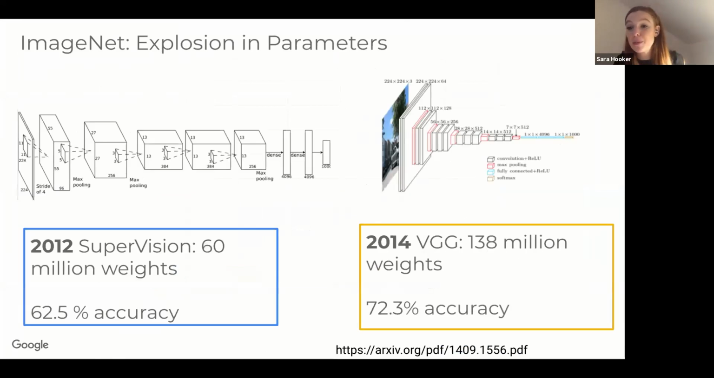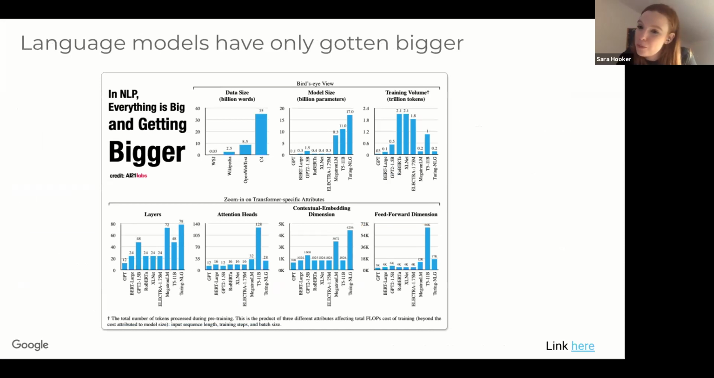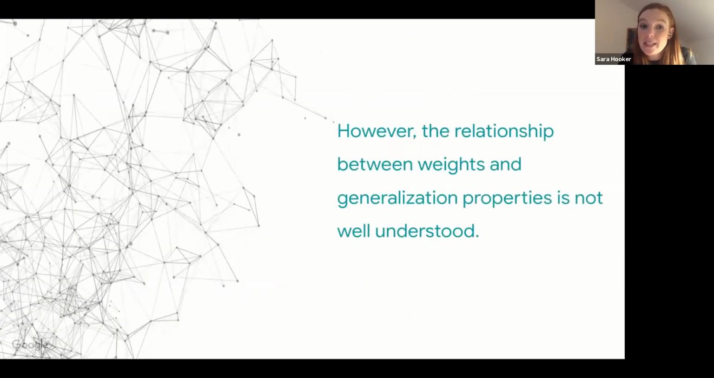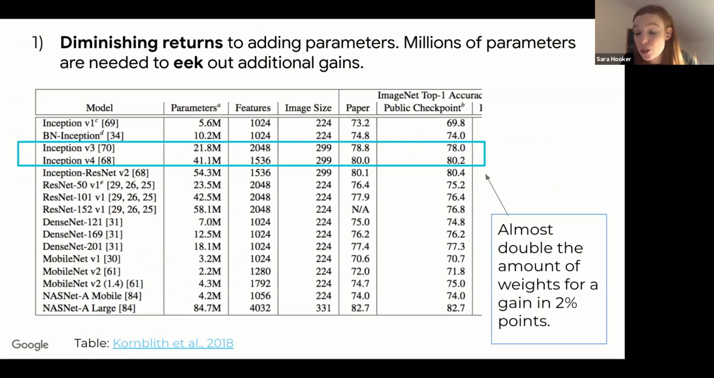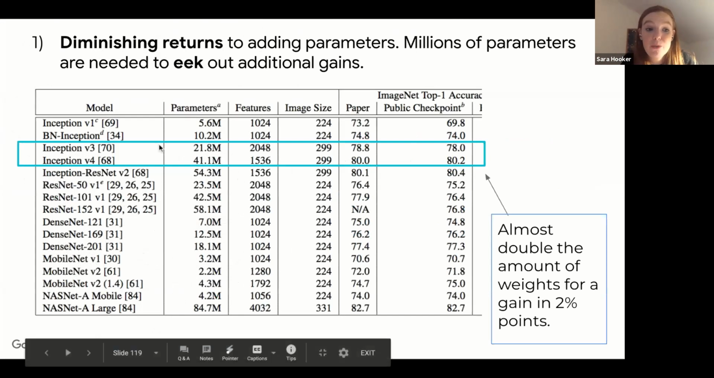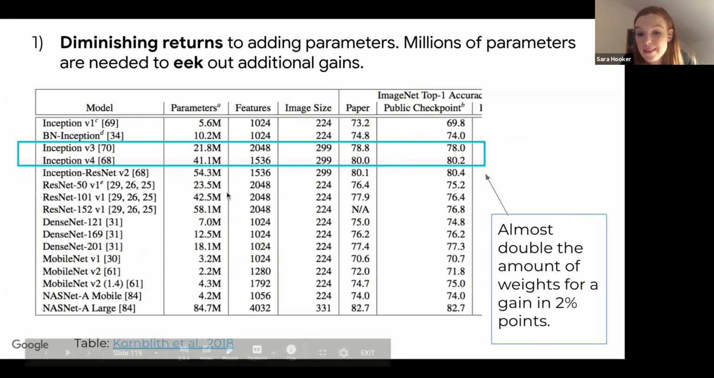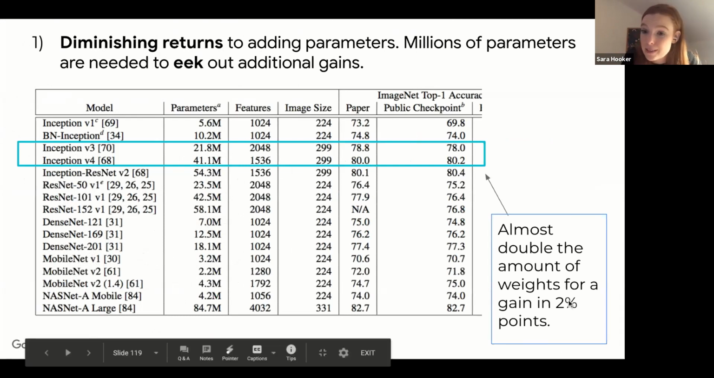And part of this is explained by the dimensionality of the inputs. Now we just have natural image data sets, which we typically feed into a model at 224 pixels by 224, so it requires more parameters. But we also see it in language models. And so our models are getting bigger and bigger. However, the relationship between the weights and the generalization properties is not well understood. So there are diminishing returns to adding more parameters. We see this jump from Inception v3 to Inception v4. So you almost double the parameters, but you only gain 2 percentage points in accuracy.